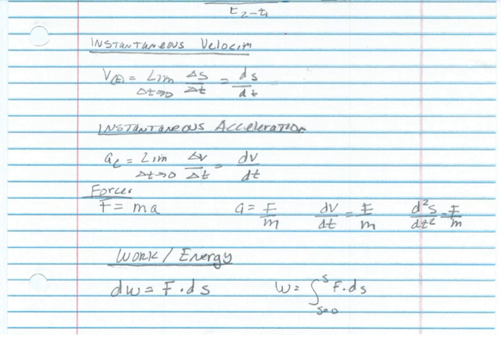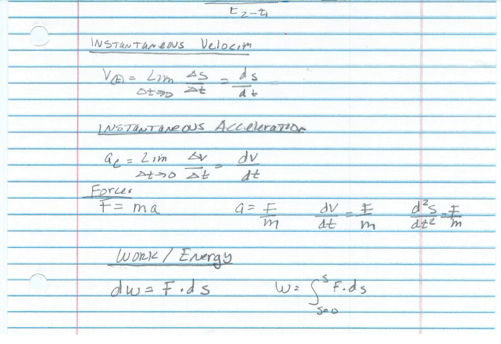Now, what about forces? F equals ma can be written acceleration equals force over mass. What's acceleration? Acceleration, of course, is dv/dt, which equals F over m, or it's the second derivative of s with respect to time, which also equals F over m.